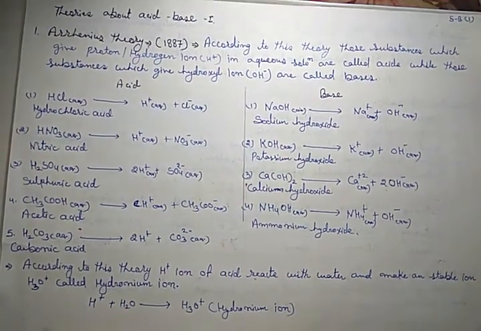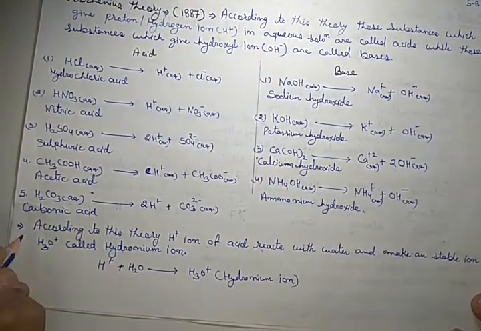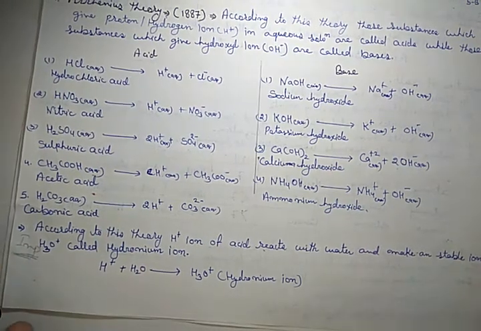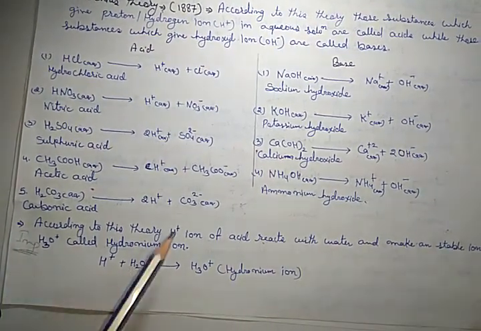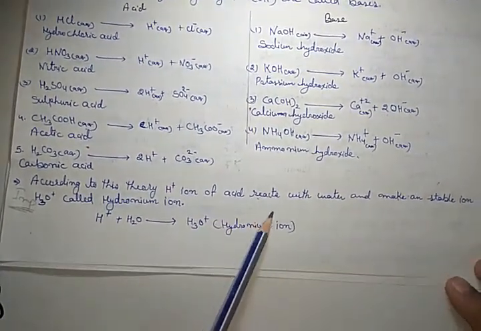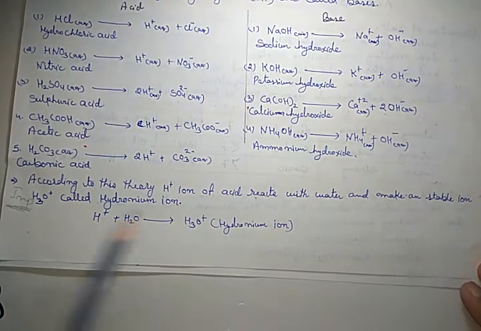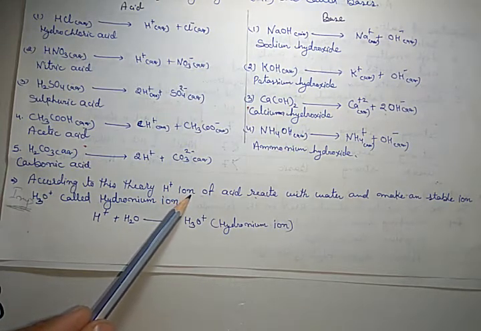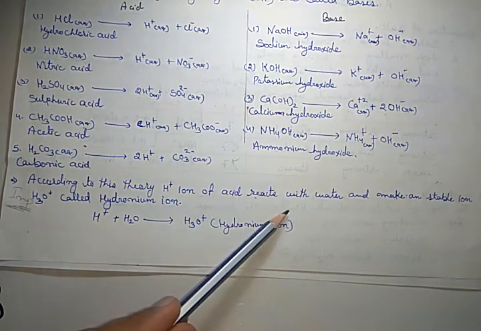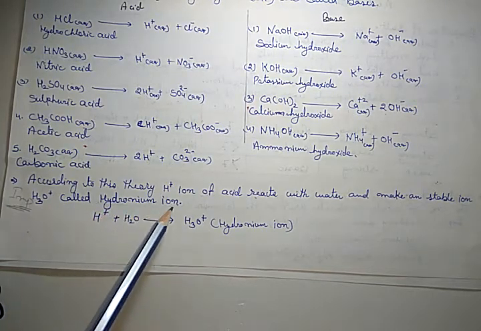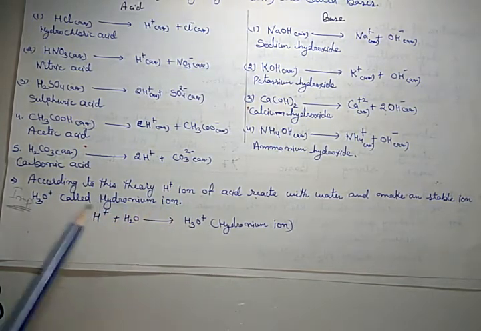Here is one thing which is very important for the exam. Arrhenius theory said that the H+ ion of an acid reacts with water, because the H+ ion, that is proton, is a highly reactive chemical species. So it reacts with water and makes a stable ion, which is H3O+, and it is called the hydronium ion.